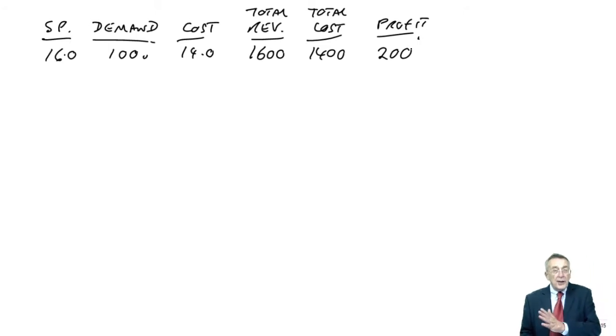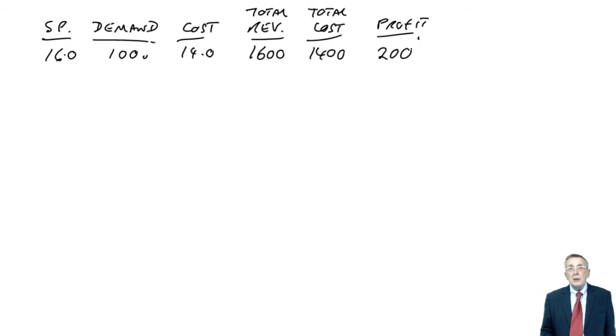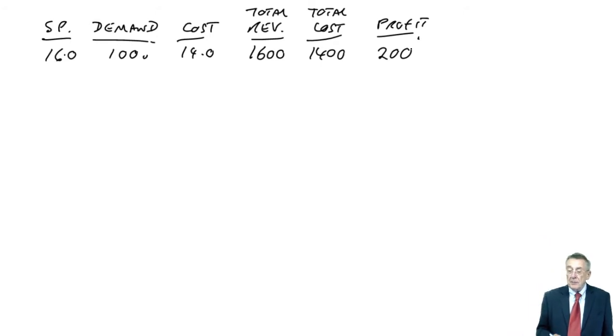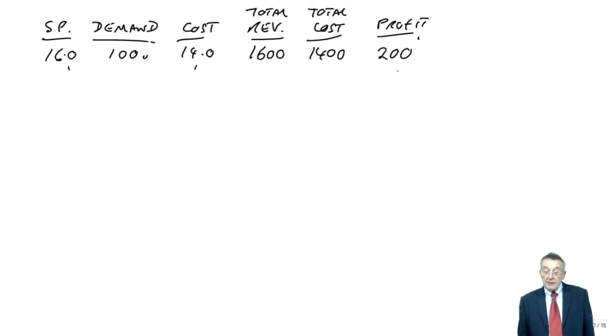Now, for the minute, ignore the last two columns. I'll show you what they are later and explain why I'm going to do them. So again, I repeat, I'm not stupid. I could have written 200 straight down. It's $2 a unit, 100 units. But I'll stick to this way, it won't take long.